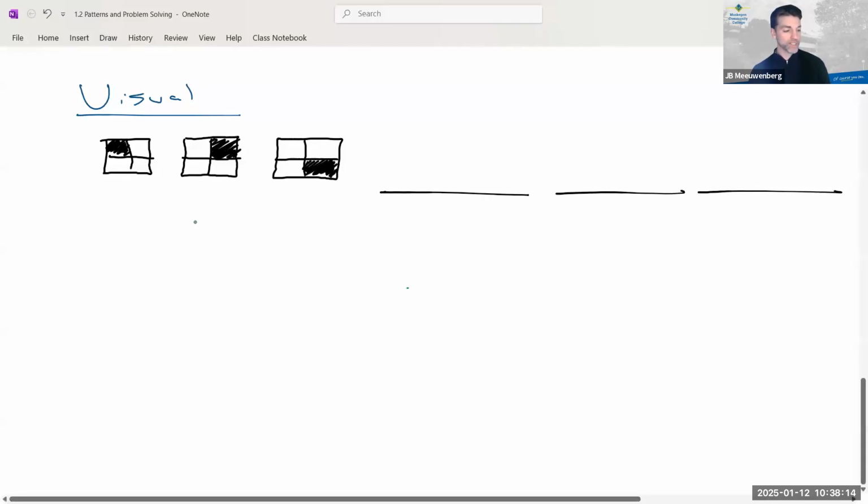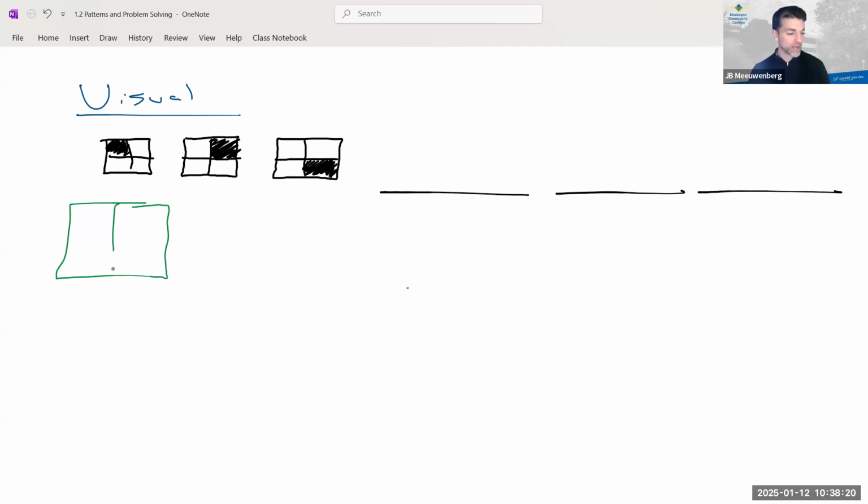So what we noticed here in this visual pattern is that we had these squares, and they were cut up into a grid with 4 sections. And each one of them had a shaded section. The first one was shaded here, the second one was shaded here, and the third one was shaded down here. So 1, and then 2, and then 3.